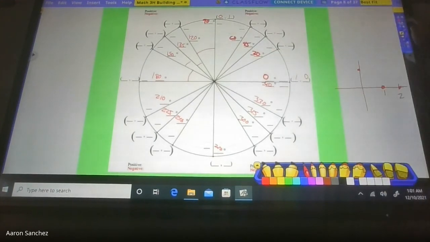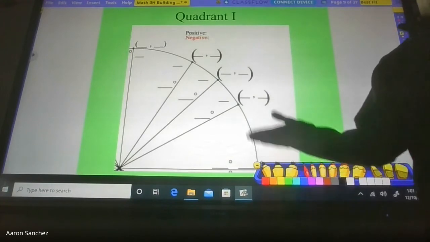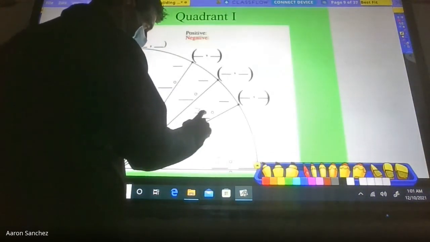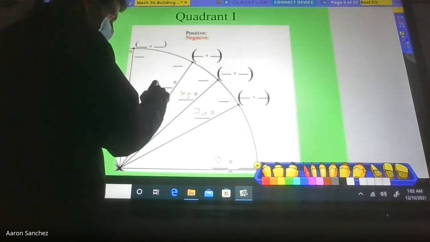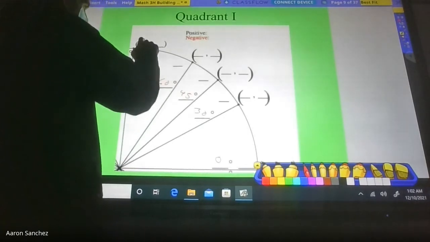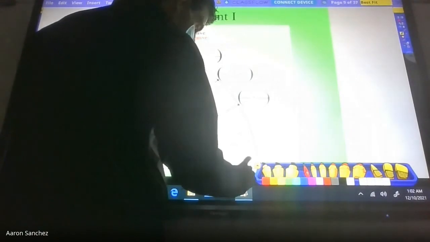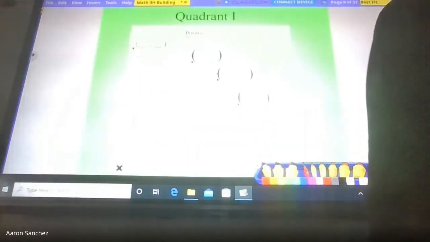Okay, so let's do this part. This was 0, this was 30, this was 45, this was 60, and then we got 90. We had this was 0, 1 and this was 1, 0. So see how that was easy? Okay, so here we go.